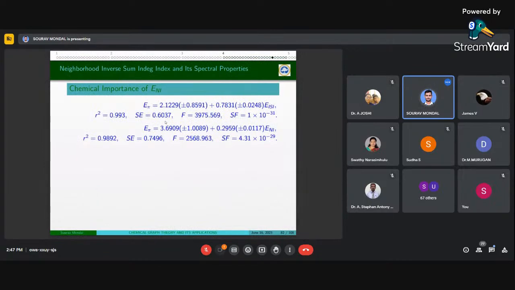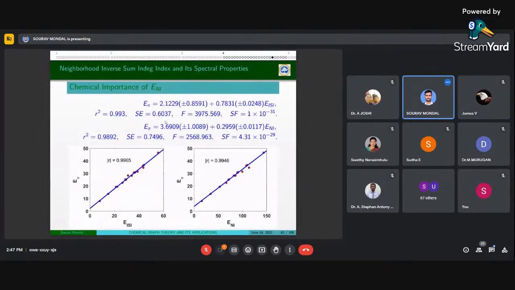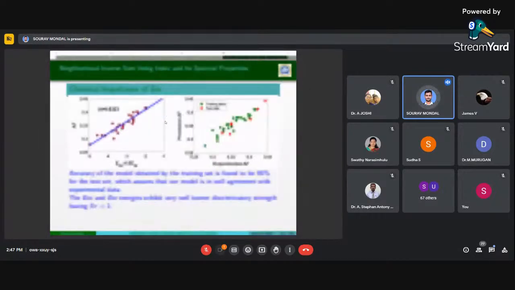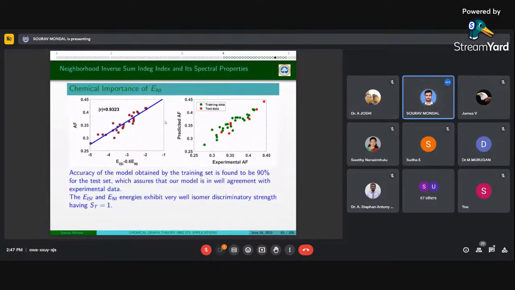These are some structure property relationships for the linear model, where Eπ is the pi electron energy of conjugated hydrocarbons. And this is the external validation of the model. Here both the energies exhibit a very good isomer discrimination strength, having the sensitivity value 1, that is maximum.